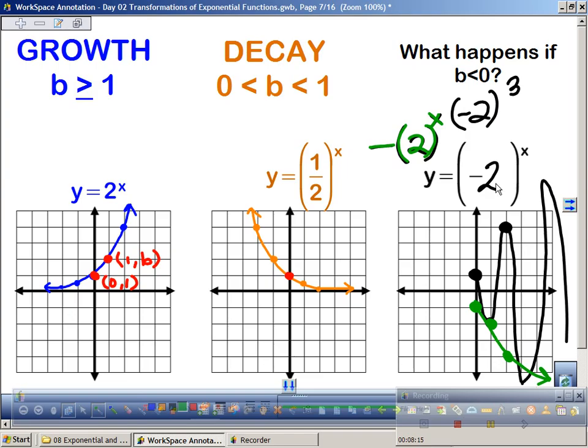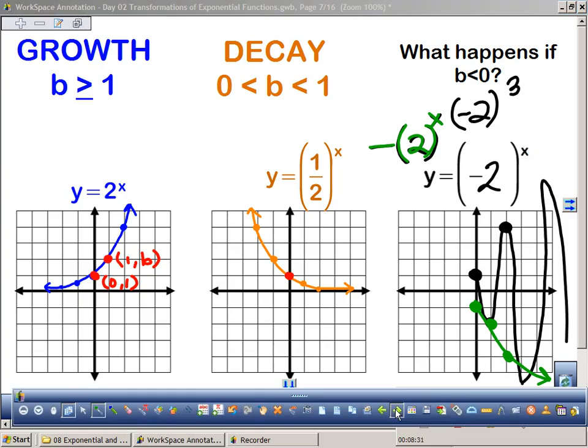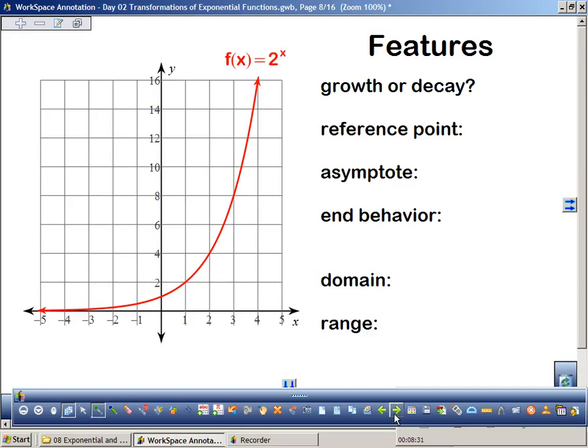Okay, so if it's inside the parenthesis, the exponent is affecting it, and we can't have a negative. But you can have a negative on the outside of it. This is the kind of thing we're going to be doing today. We're going to be looking at how transformations occur, but much more. Let's talk about a few of these features. I'm not going to do all of them today. I'm just going to concentrate on the first 3.